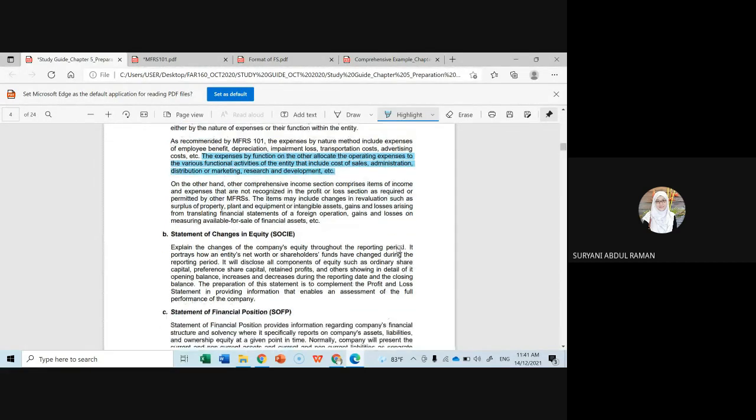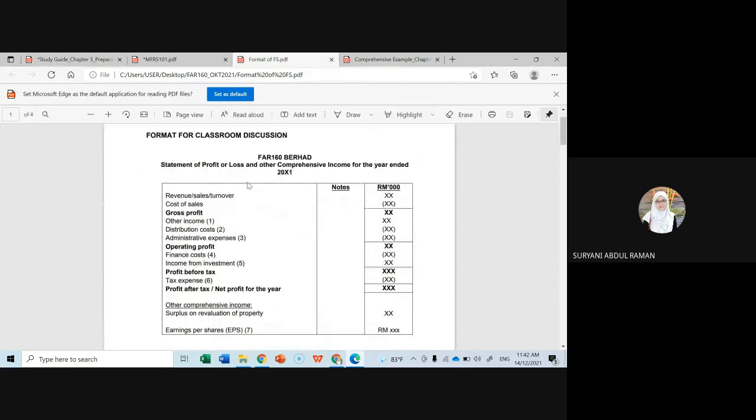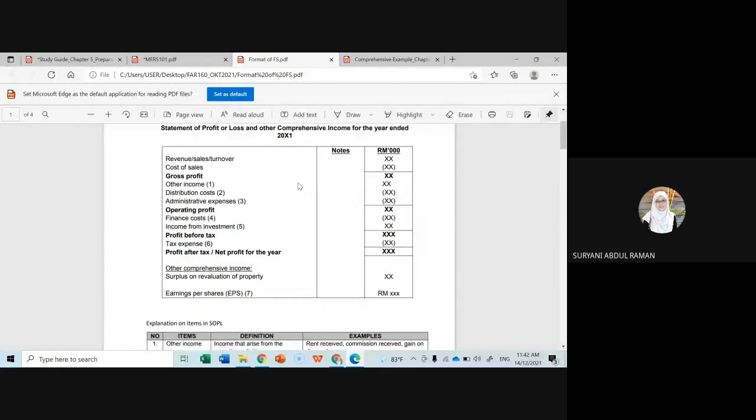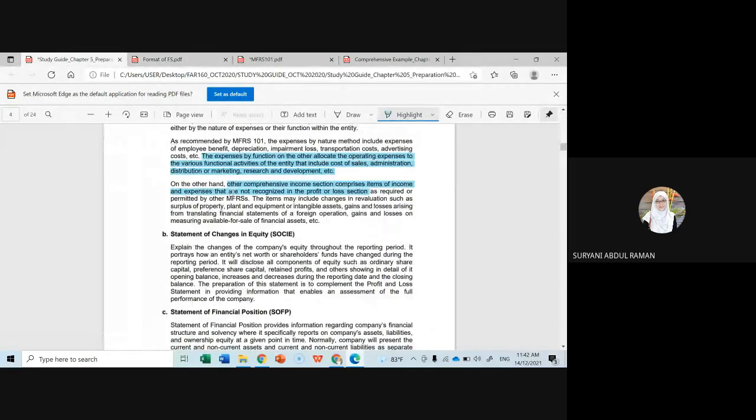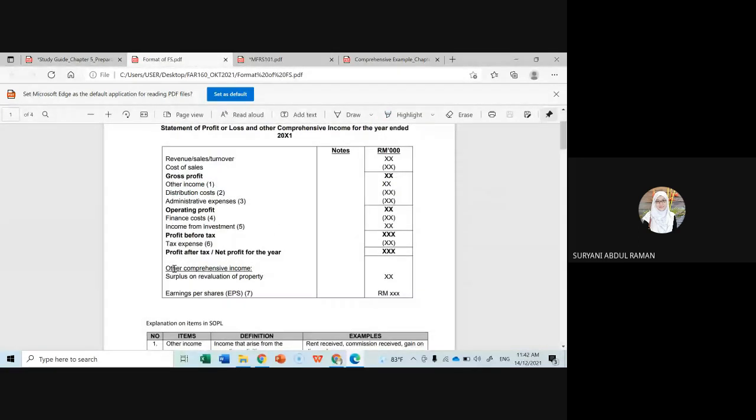On the body of the SOPL, we can see that there is a term called other comprehensive income section. This section comprises items of income and expenses that are not recognized in the profit or loss section. If I can show you the format here, we are talking about SOPL now. The explanation here is actually on this part. This is what I'm referring to.